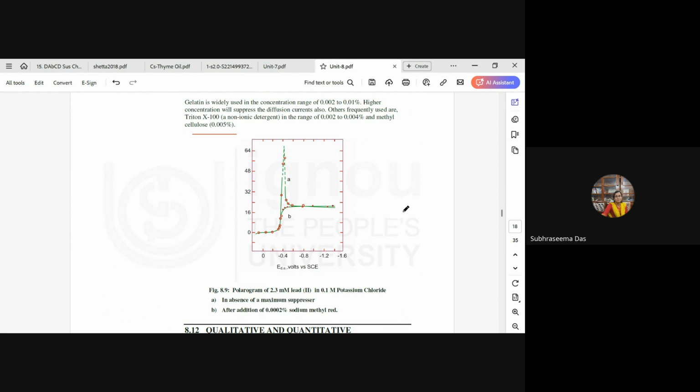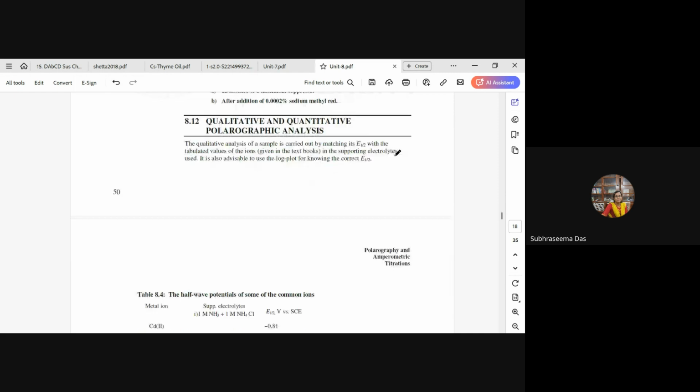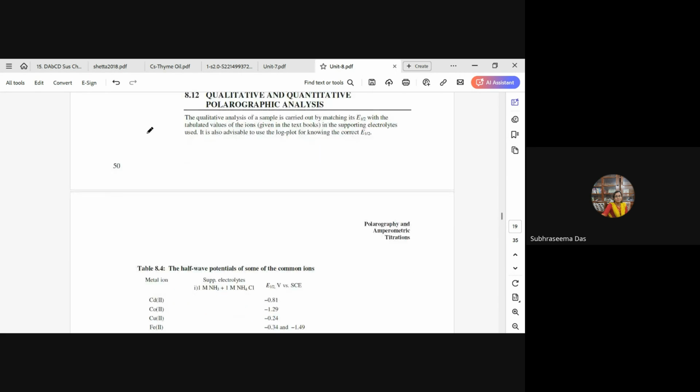The A represents in absence of a suppressor, and B shows the addition of 0.002% sodium methyl red. Then coming to the qualitative and quantitative analysis of polarograms. So the qualitative analysis of a sample is carried out by first matching its E half with the tabulated values that are available in the literature in the supporting electrolytes. It is also advisable to use the log plot to know the correct value of the E half.